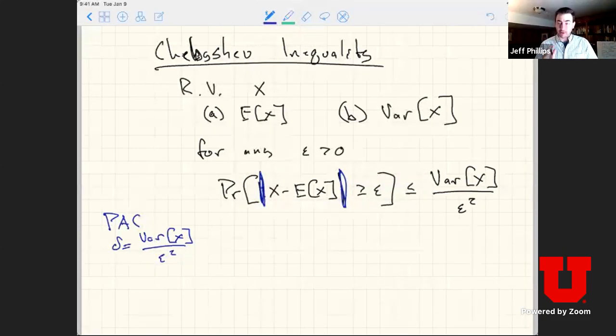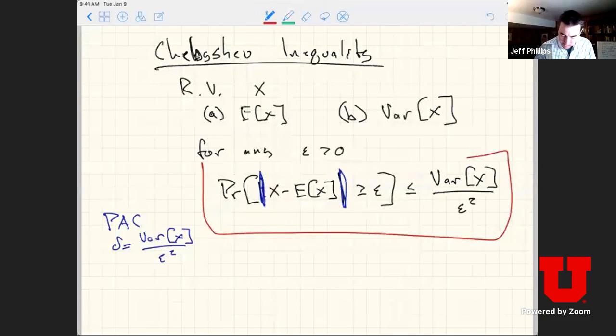Okay, good. So let's go back to this. This is the Markov, or sorry, the Chebyshev inequality. This is the second of the three inequalities we'll be talking about today. And this one uses the variance in addition to the expectation.